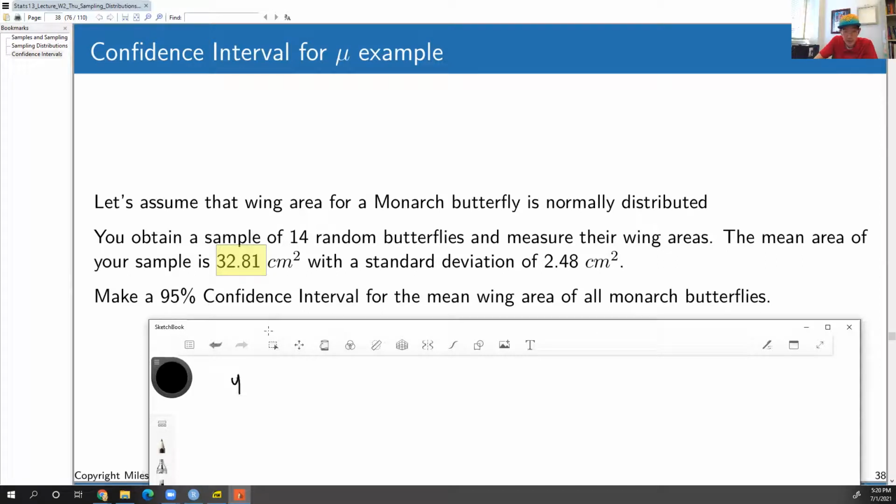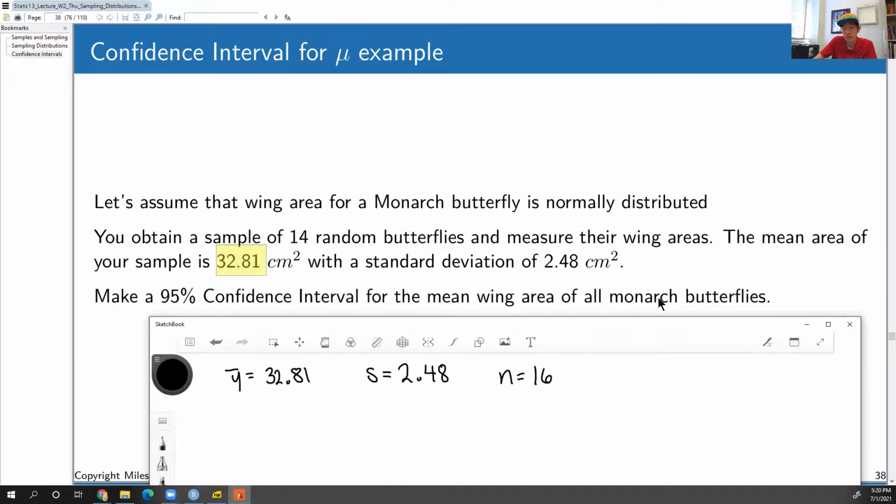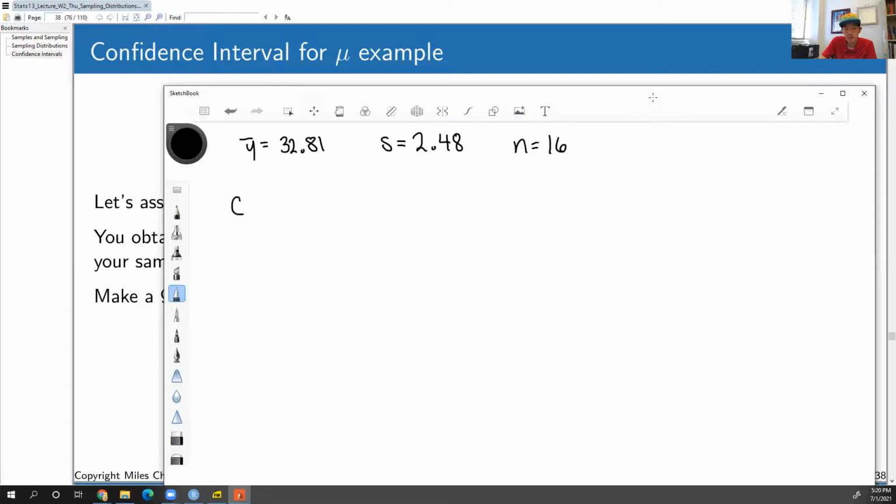Our sample mean, y bar, is 32.81. The standard deviation of my sample is 2.48. My sample size is 16. So my confidence interval is y bar plus or minus t star times s over the square root of n. To find our t value, it comes from the table.